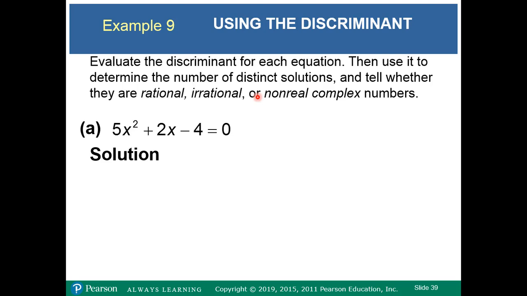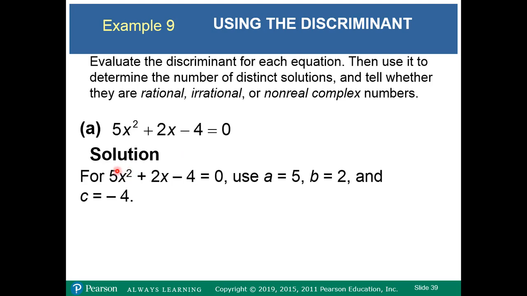Okay, now we're going to evaluate the discriminant for each of these equations, and then we're going to use it to determine the number of distinct solutions and then tell whether they are rational, irrational, or non-real complex numbers. So let's look at the discriminant here. Remember the discriminant is b squared minus 4ac. Here a is 5, b is 2, and c is negative 4. So we're going to plug and chug, and we get 84. It's positive. Therefore, we have real solutions. So it's positive, it's real, okay?